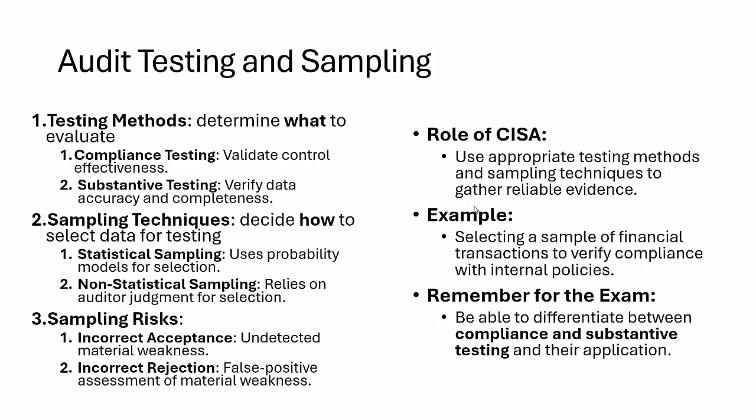So the role of a CISA is to use the appropriate testing method and sampling technique to gather reliable evidence, and we select a sample of financial transactions to verify compliance with internal policy. Is it clear? And are we able to differentiate between compliance and substantive testing in their application? That's how it basically works.